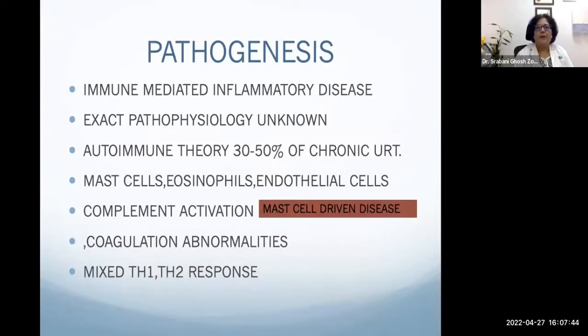So coming to the pathogenesis, urticaria is mainly an immune-mediated inflammatory disease. We don't know the exact pathophysiology yet, but an autoimmune theory has been put forth in 30 to 50% of cases of chronic urticaria. There are mast cells, eosinophils, endothelial cells, complement activation, coagulation abnormalities, mixed Th1, Th2 response, but the bottom line is it is a mast cell driven disease.